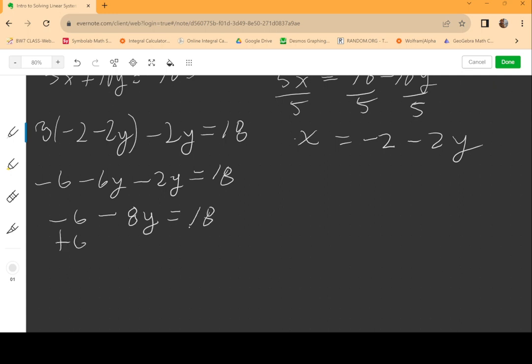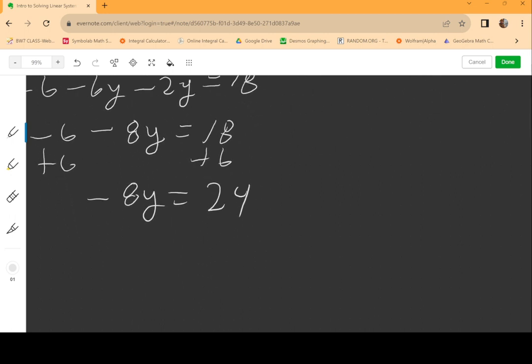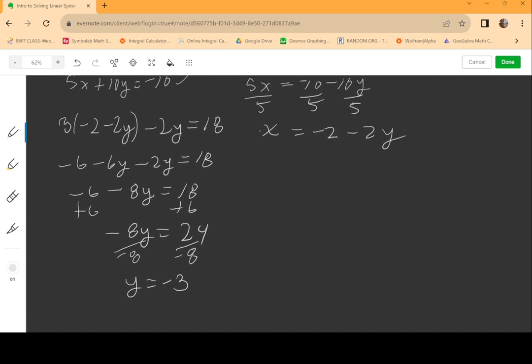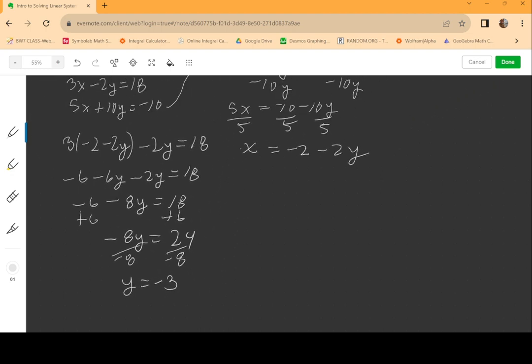Add 6 to both sides, and here we get negative 8y is equal to 24. Now we divide through by negative 8, and we get y is equal to negative 3. All right, and now the steps are similar to the problem we did before. We found our y, so now let's find our x.